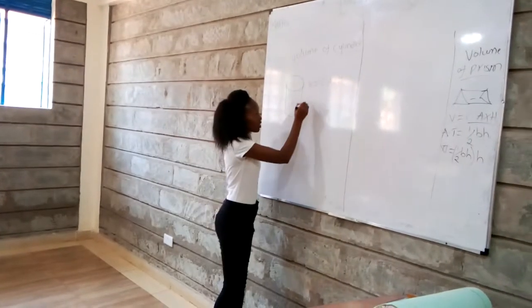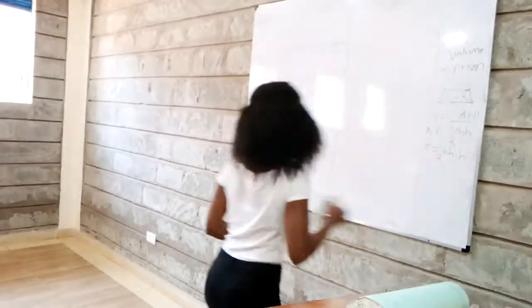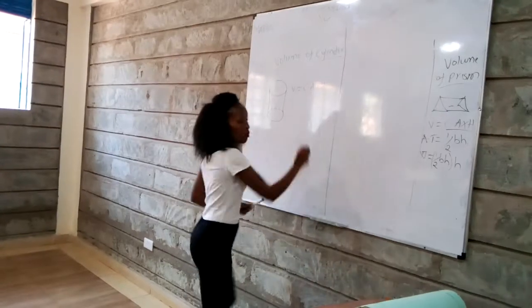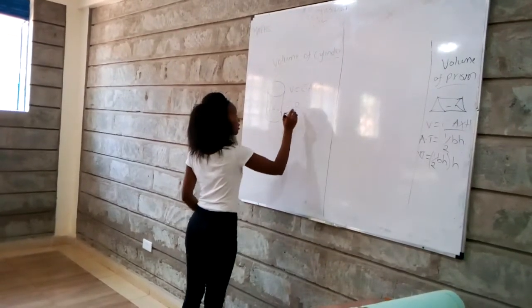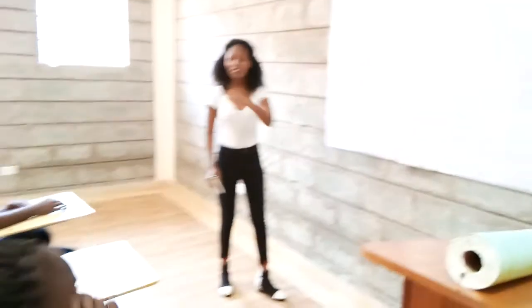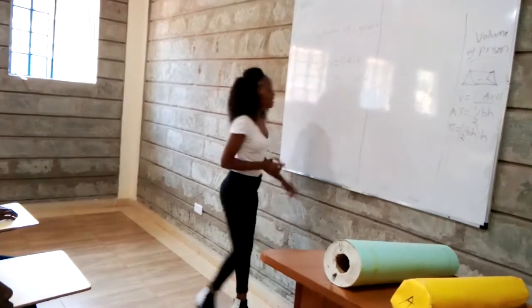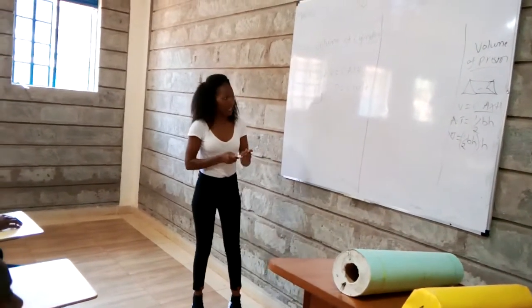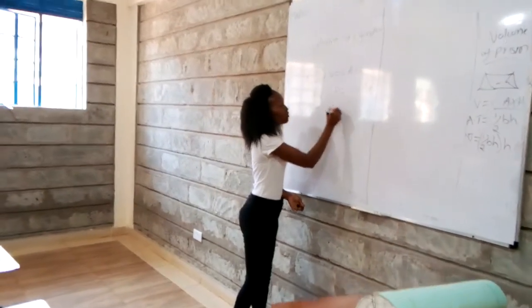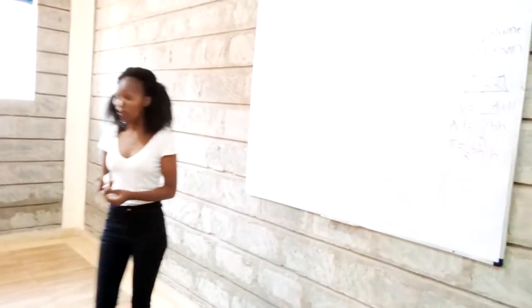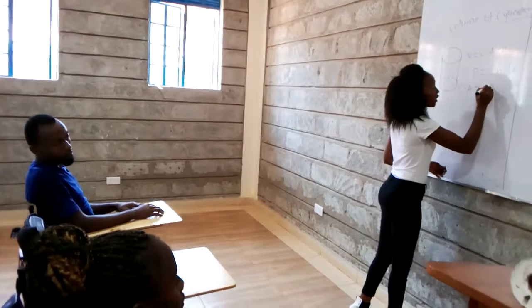So which is our cross-section part from our diagram? Circular. So it's a circle. And how do you get the cross-section area of this part? How do you get the area of our circle? Pi r squared.